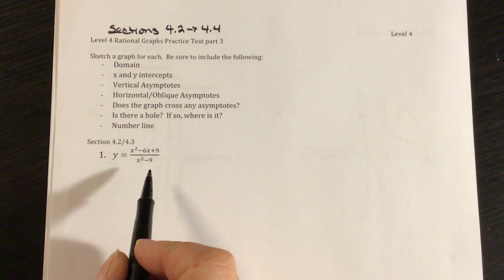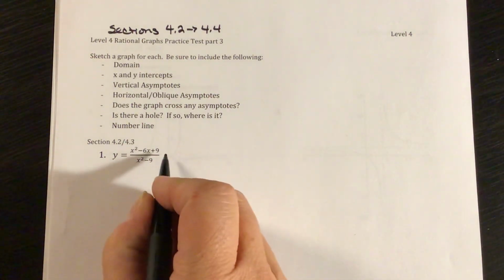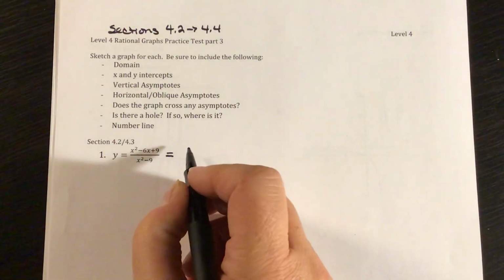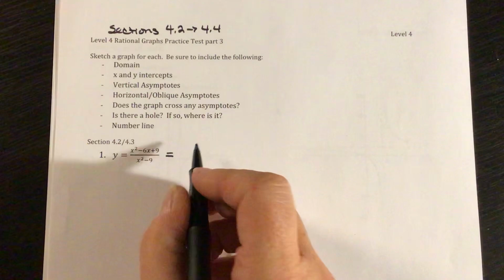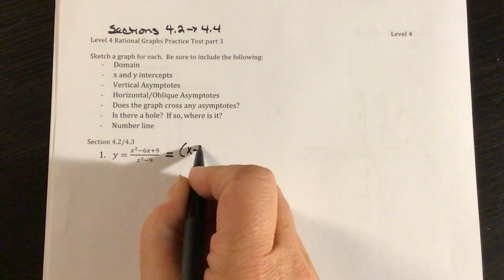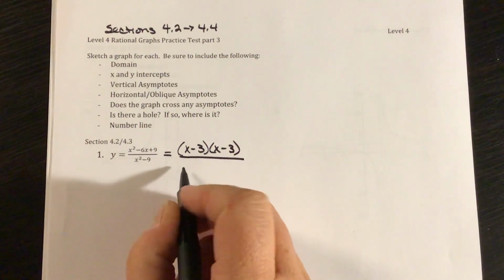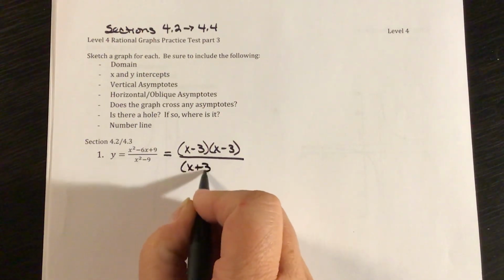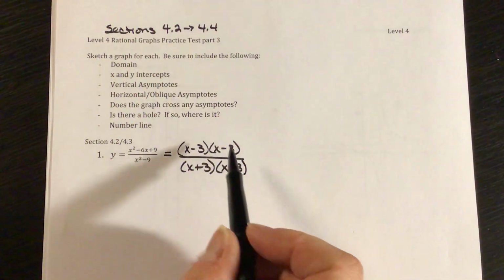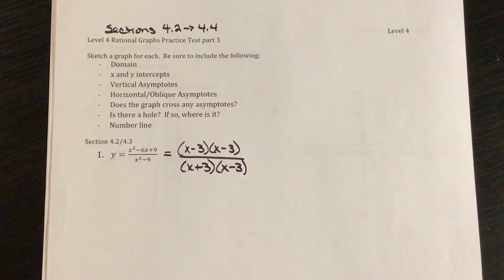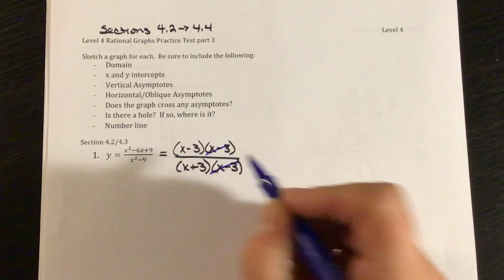So the first thing we got to do to tackle that is to factor both the numerator and the denominator. So the numerator, numbers that multiply to be 9 and add to be -6 would be x minus 3 and x minus 3. On the denominator, I have an x plus 3 and an x minus 3. And as you can see, we have factors that can cancel out.